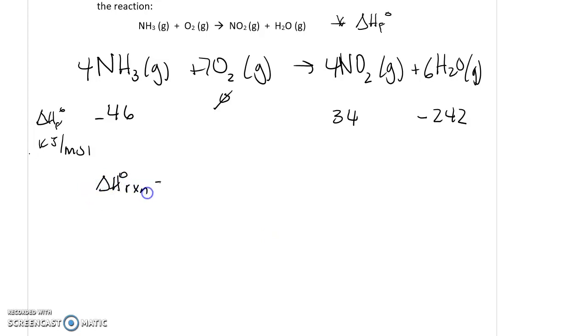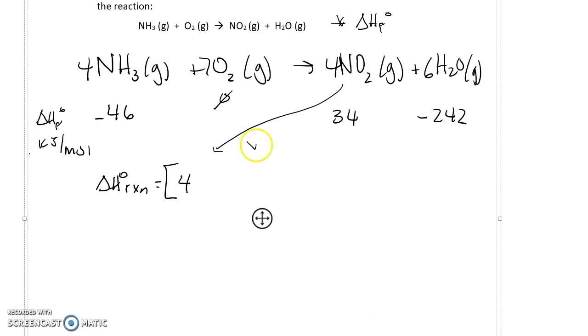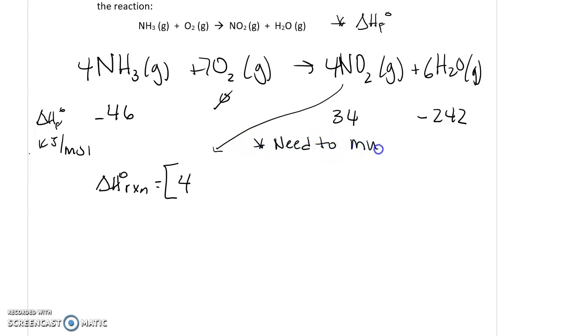So my delta H of my reaction is products minus reactants. For the products, I'm going to start with NO2 first. I have 4 of them, so you have to take into consideration the coefficients. You need to multiply these by the coefficients. So that's where that 4 came from. And now I have 4 times 34. So that's from my NO2.